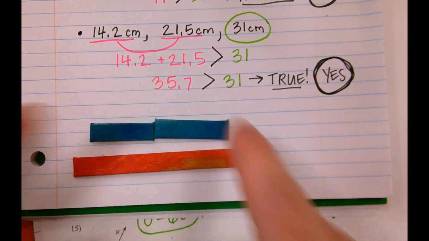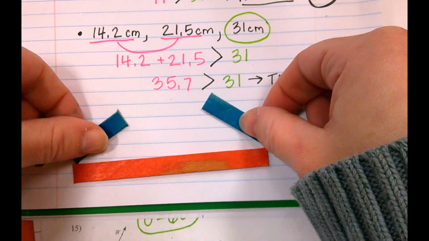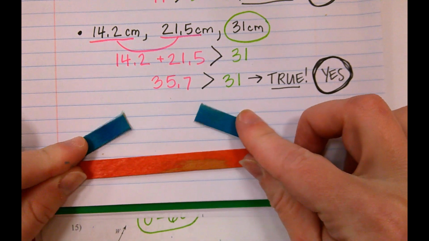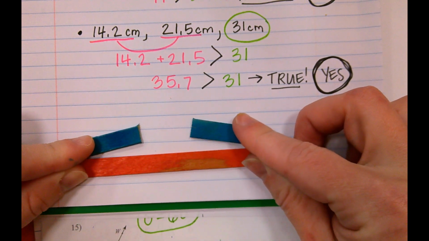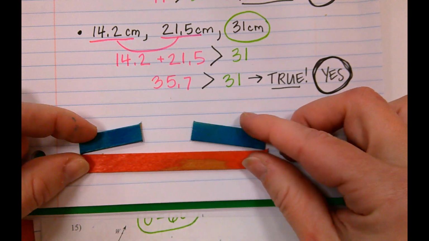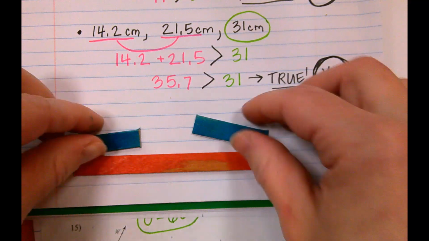Are my two shorter sides bigger than my longest side? No. No matter how hard I try, I cannot make a triangle with that. I can close the angles, but they'll never reach each other. They're too short. It has to be longer. So it must be greater than the longest side.